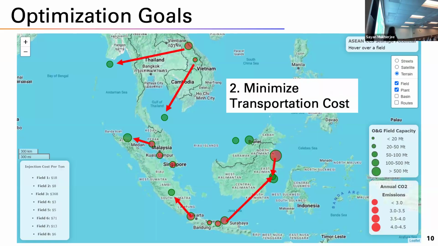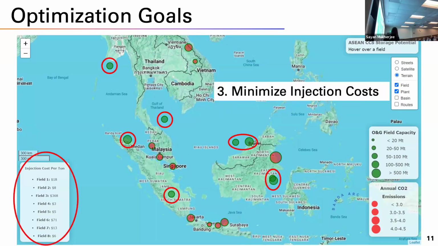The second cost is the transportation cost. So we're looking at getting the carbon from point A to point B, like I mentioned before. You could do it through ship, through pipeline. And to make my optimization a little more simple, I'm looking at just the average pipeline costs to formulate the optimization. And the third cost that we're looking at is at the sink, which is the injection cost.